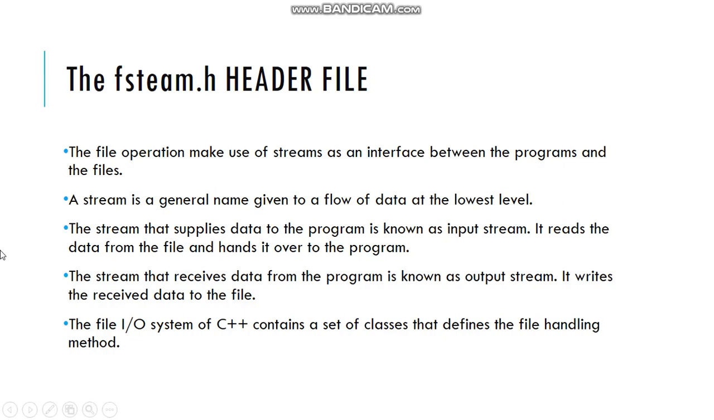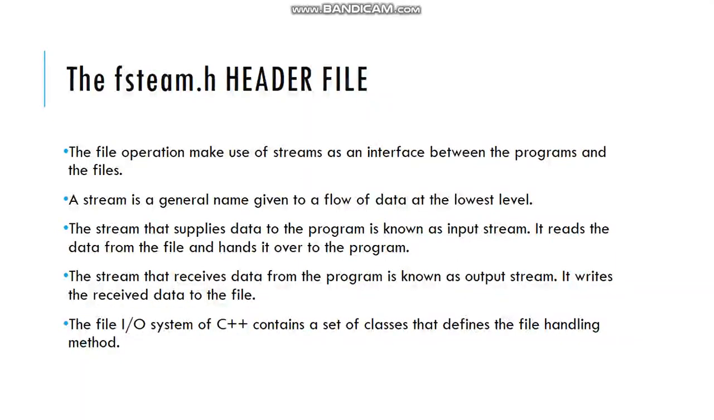in the C++ program. The next point is, the stream that supplies data to the program is known as the input stream. It reads the data from the file and hands it over to the program. So this line explains that when we want to get data from an external file, or outside the program, then we will use this input stream. The next point is, the stream that receives data from the program is known as the output stream. It writes the received data to the file.